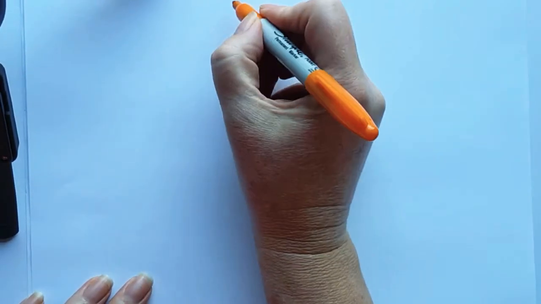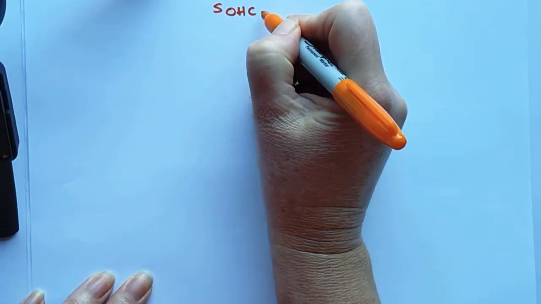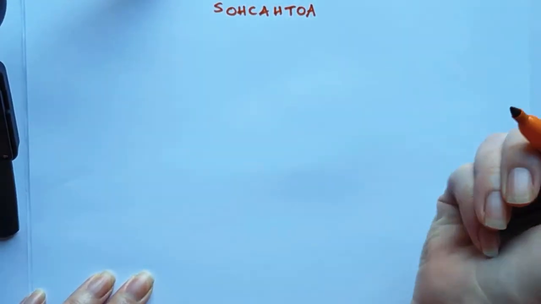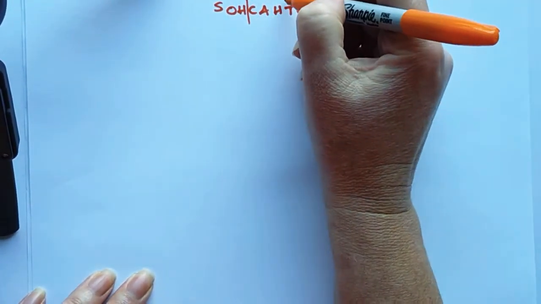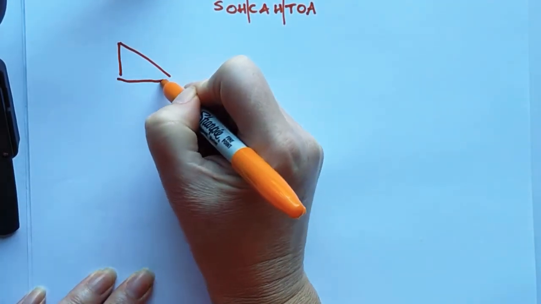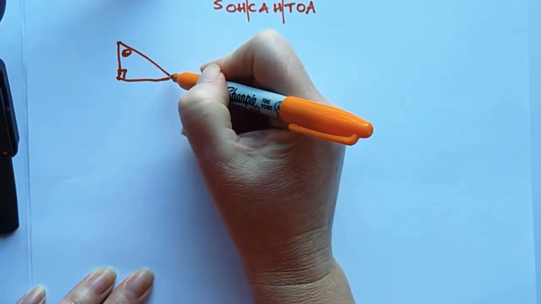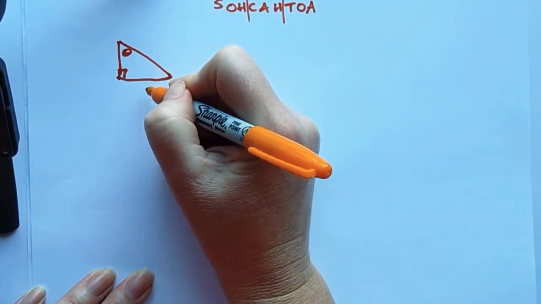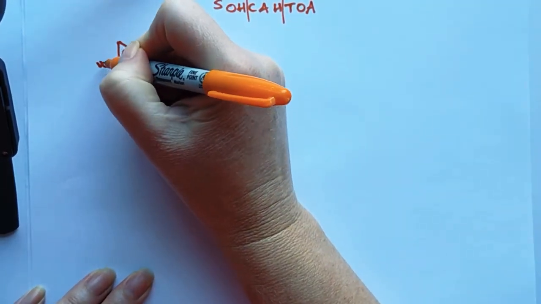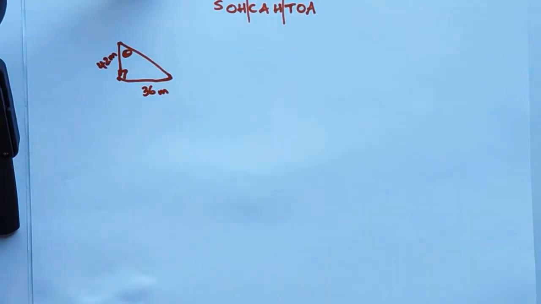And I'm going to write SOHCAHTOA at the top of my page so I can check the rule. I'm going to draw a triangle for us to have a look at. Put the theta up the top this time. And let's say that this side is 36 meters and this side is 42 meters. And we'll go from there.